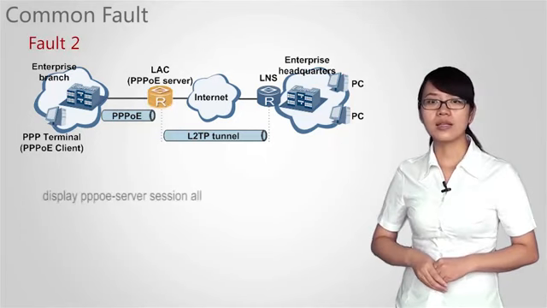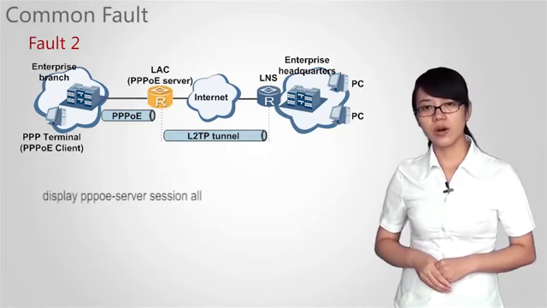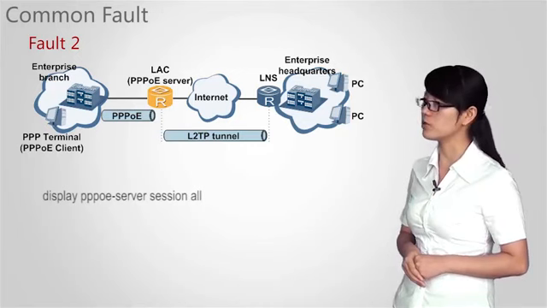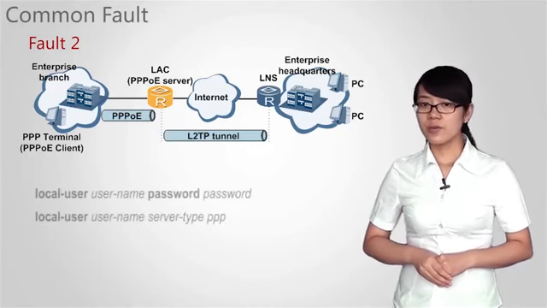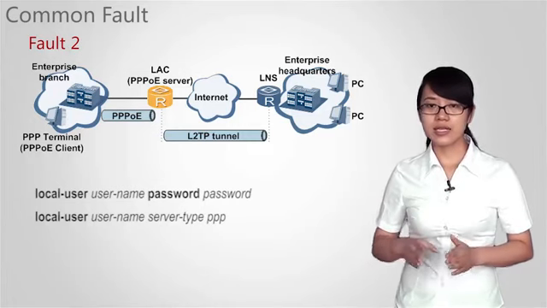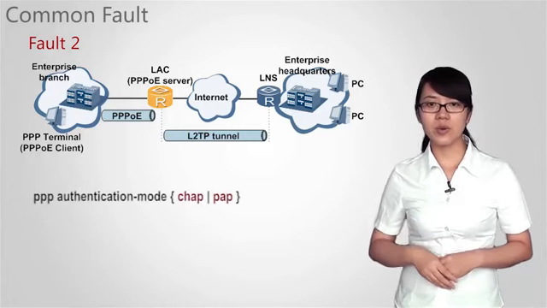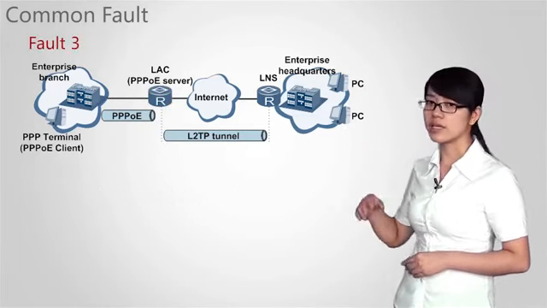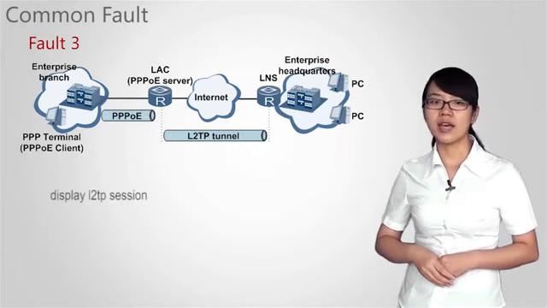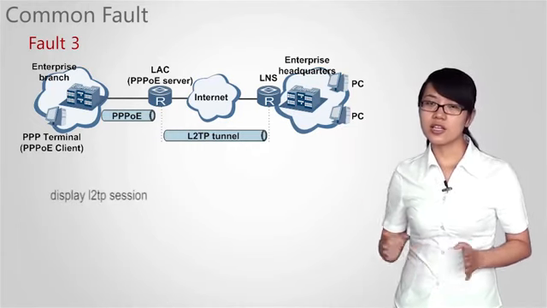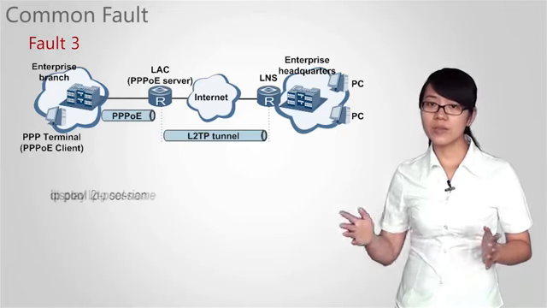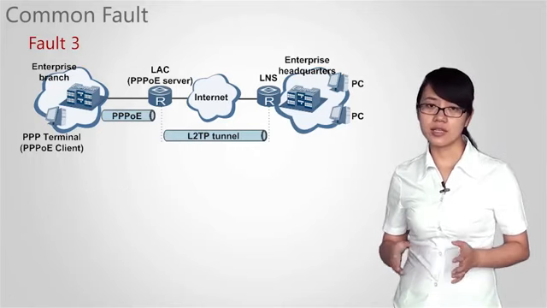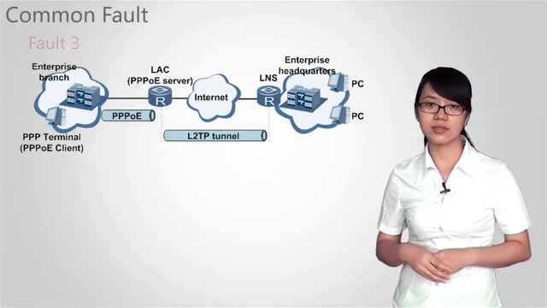Fault 2: run this command to check the PPPoE session status. The session has not been set up. The possible causes are as follows. User information configured in the AAA view on the LAC is incorrect. The LAC and remote user use different PPP authentication modes. Fault 3: run this command to check the L2TP session status. The session has not been established. No IP address pool is configured on the LNS, or user information configured in the AAA view on the LNS is incorrect.